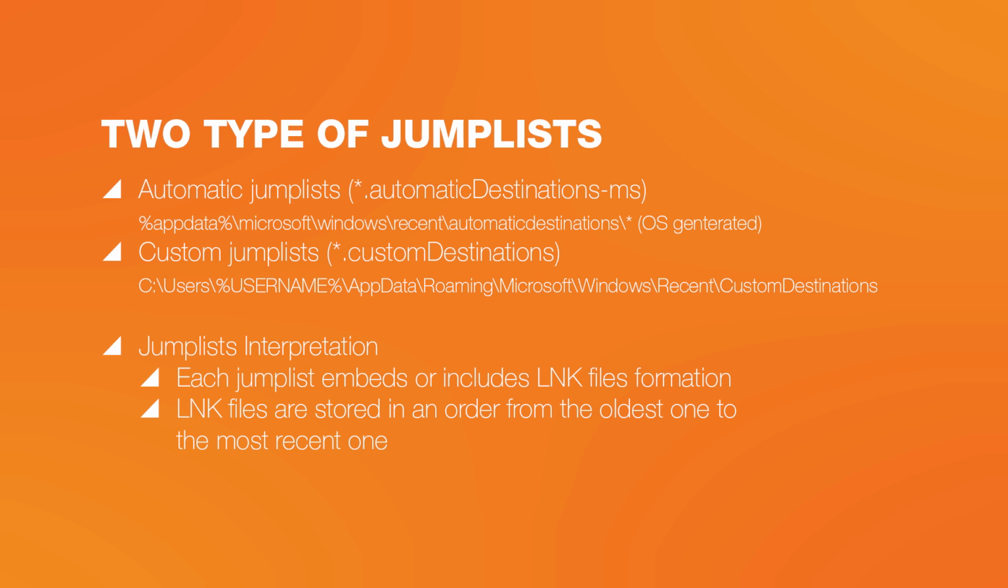There are two types of jump lists: automatic and custom jump lists. The automatic jump lists, located in the user profile under automatic destinations, are created automatically by the OS when a user launches applications or accesses files.